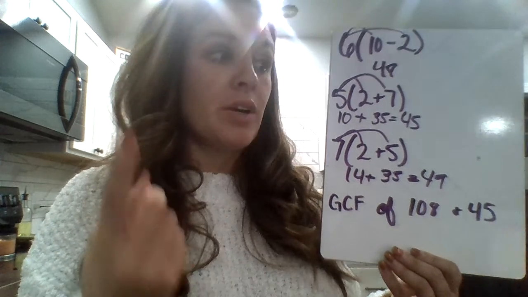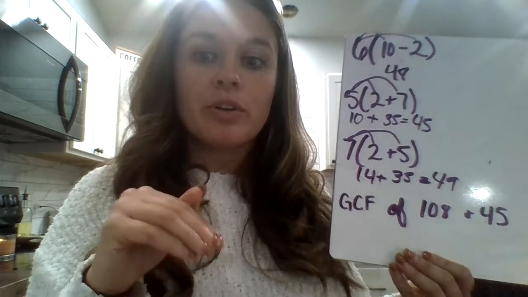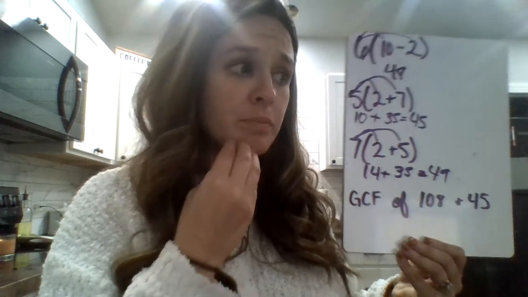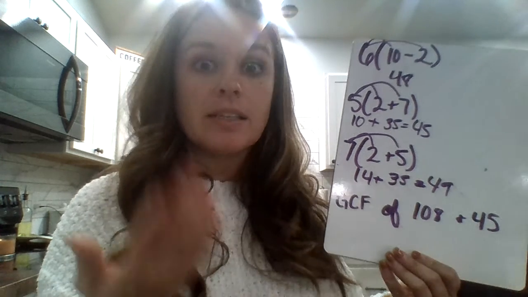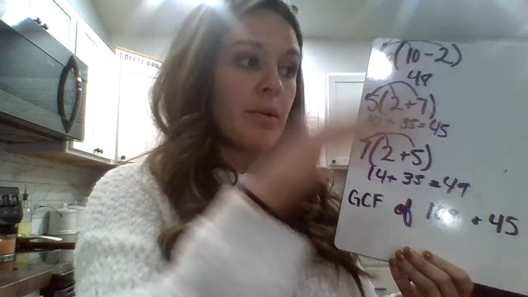Okay. Now the next problem, it wants you to find the greatest common factor of 108 and 45. And the 3 options are 3, 6, and 9. So if you're looking for the greatest common factor, what I would do is start with the biggest number and see if it goes into each of these. And it does. So 9 would be the greatest common factor.